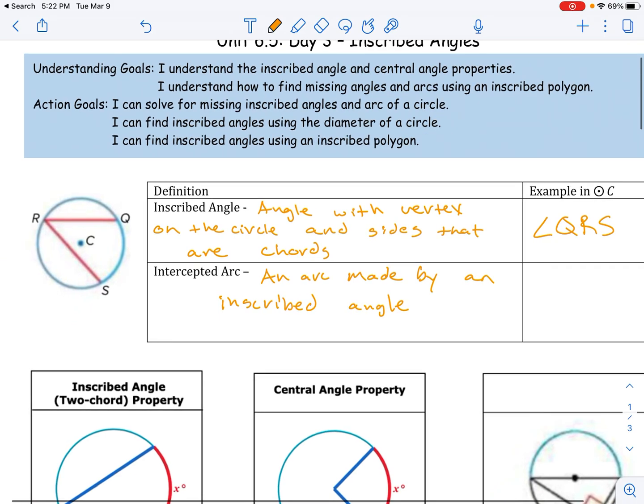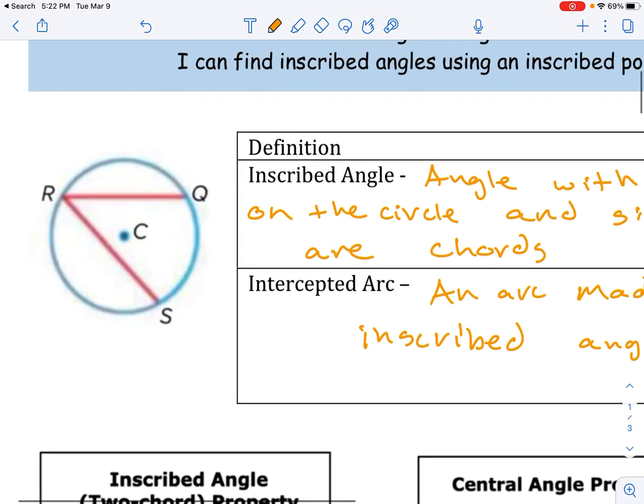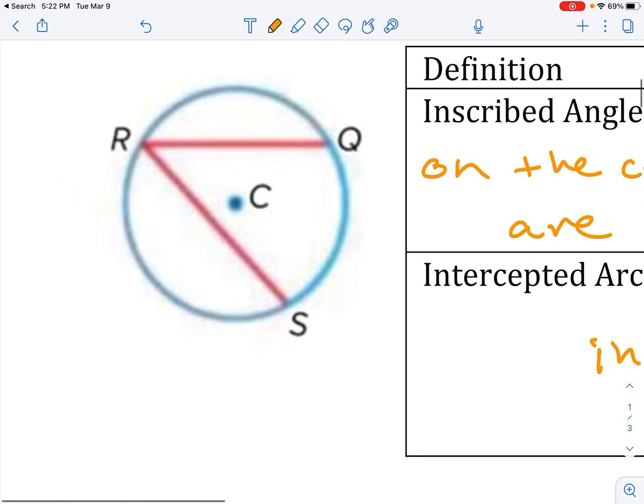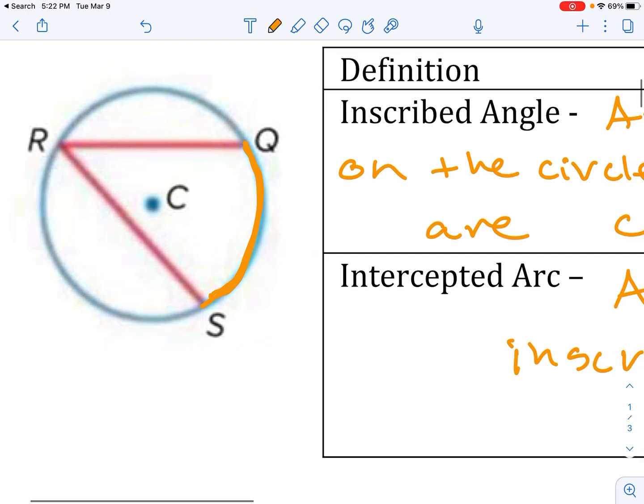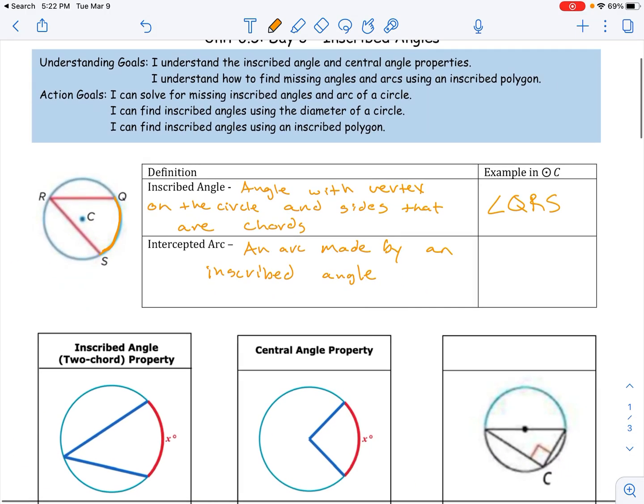Okay, an intercepted arc. If I want to talk about an intercepted arc, that would be basically an arc that's made by an inscribed angle. So my intercepted arc would be right there. It's made from the inscribed angle. So I would call that one QS, and I'd put an arc over top of it if I was writing it.